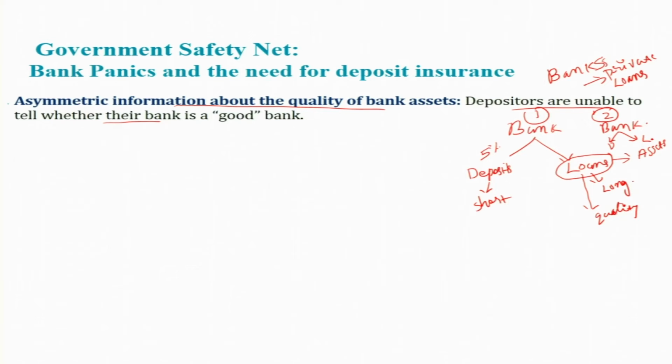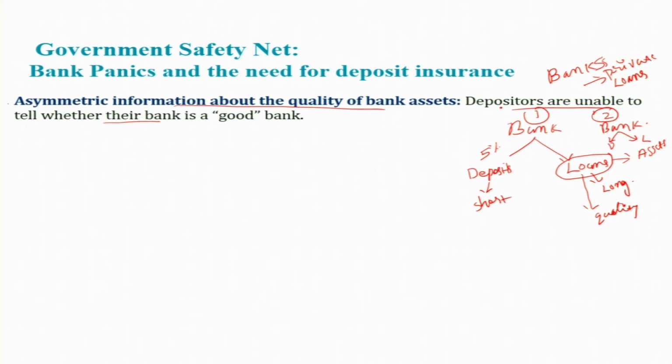Suppose those banks which acquire very low quality assets, loans with high default risk, then obviously the probability of defaulting, of being unable to refund the deposit, will be very high for those banks having low quality assets, right? So the important thing to remember here is that depositors have asymmetric information about the quality of the assets each bank is holding, plus they cannot distinguish which bank is a good bank and which bank is a bad bank.